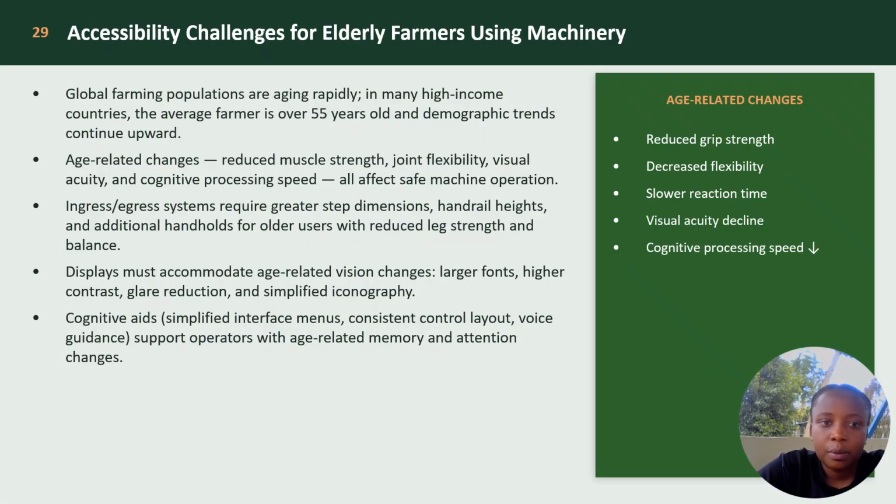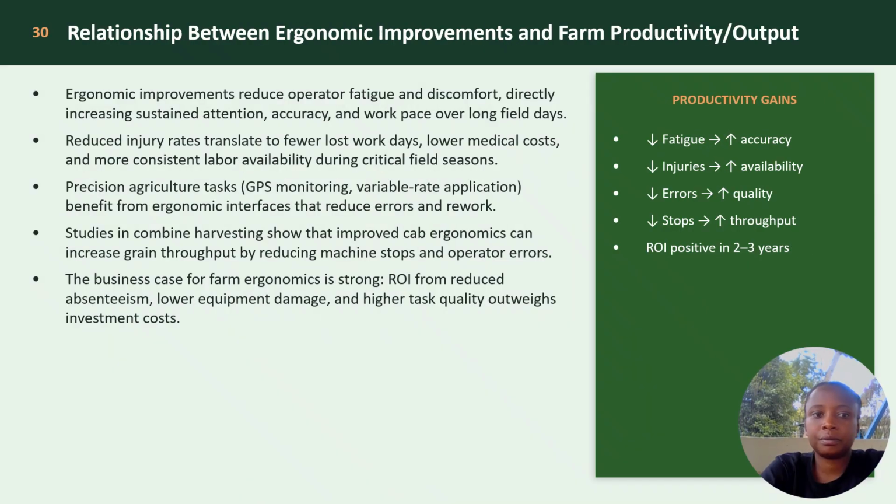Topic 29 is about accessibility challenges for elderly farmers using machinery. Here we have some related challenges: reduced grip strength, decreased flexibility, slower reaction time, visual decline, and slower cognitive processing speed.